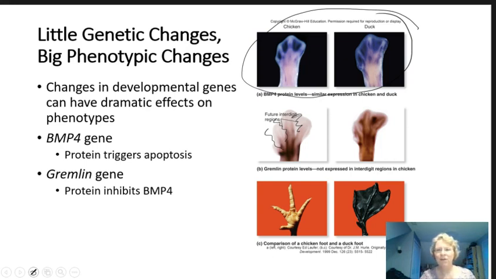A change in the foot phenotypes between clawed and webbed for ducks makes a big difference in their ability to be successful in their aquatic environments. In this example, we don't see intermediate forms. It's either a webbed foot or no webbing.